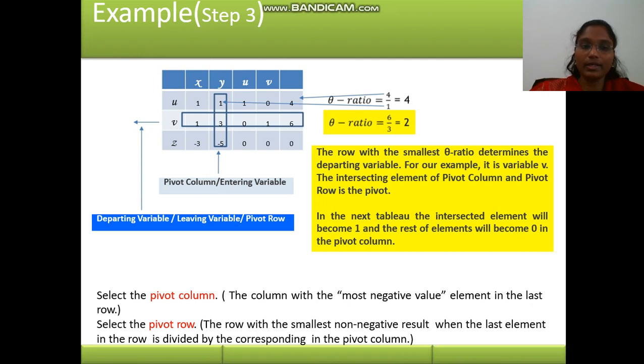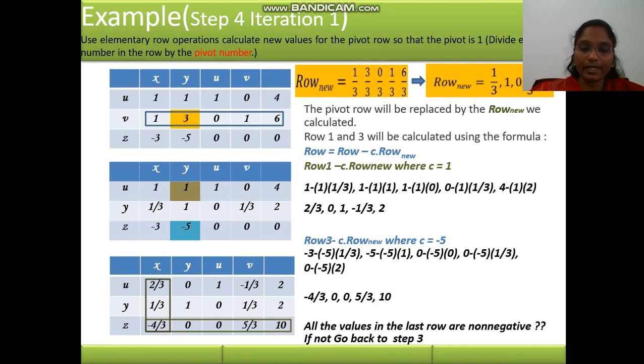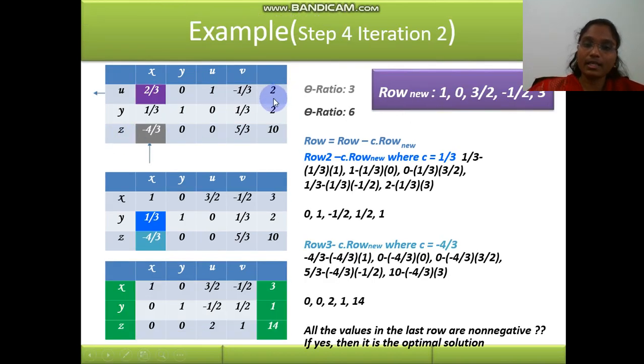Again we have to calculate the new pivot column and the pivot row, that is the entering variable and the leaving variable. For finding the pivot column, we have to choose the column which has the most negative element in the last row. So obviously the column corresponding to this X is the pivot column. And to find out the pivot row, the last element in the row has to be divided by the corresponding element in the pivot column.